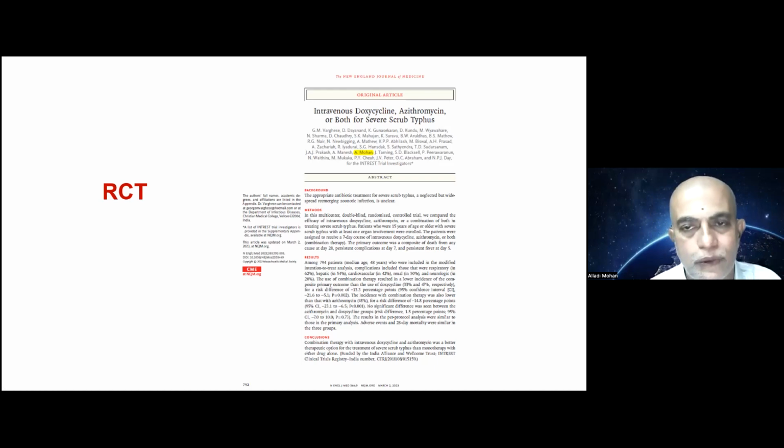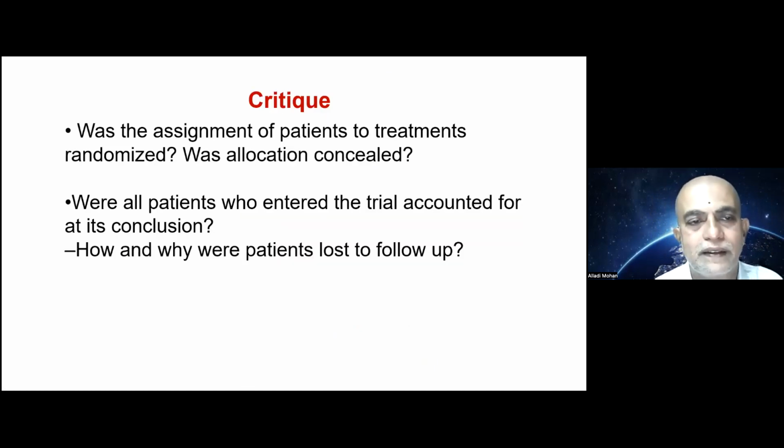So when you look at this article, was the assignment of patients to treatments randomized? Was the allocation concealed? Were all the patients who entered the trial accounted for at its conclusion? How and why were patients lost to follow-up? There are two aspects related to an RCT. One is treatment allocation, two is treatment concealment. Treatment allocation is randomization. Treatment concealment is blinding. These two are different terms, and one should be very careful in reading about this.